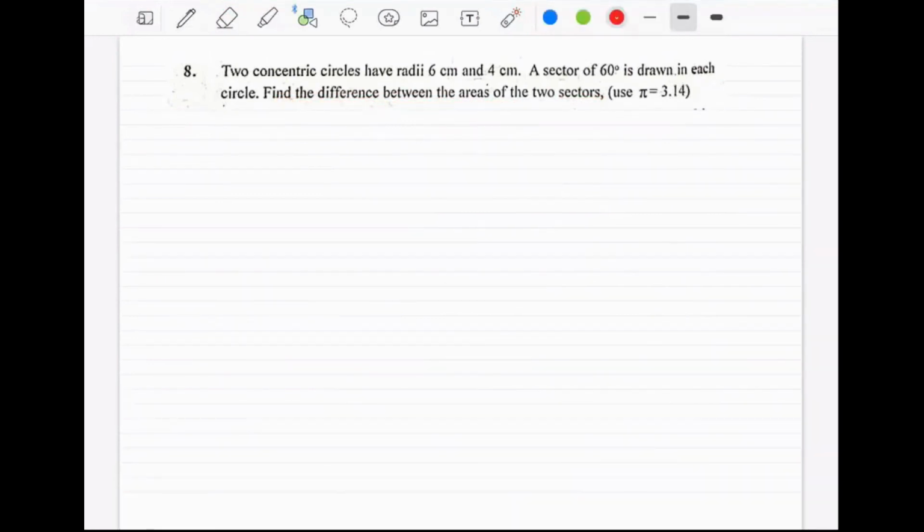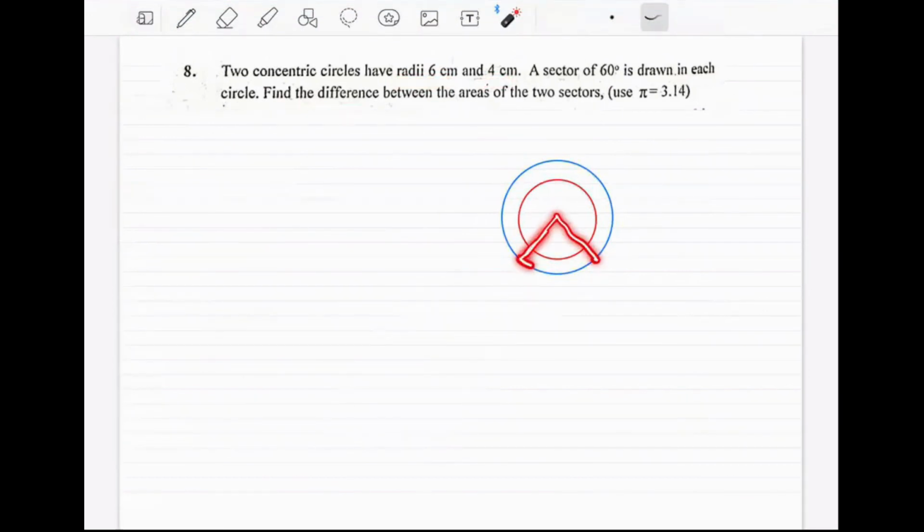We have got two concentric circles, okay? One circle right here, another circle outside. Concentric means they have the same center. So two concentric circles have radius 6 centimeter and 4 centimeter. For the bigger one, the radius is 6 centimeter. Let's say this is the sector. From here to here is 4 centimeter, and the longer one is 6 centimeter. The sectorial angle is also given as 60 degree.